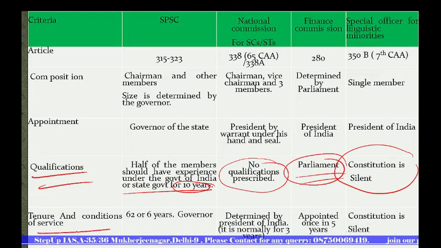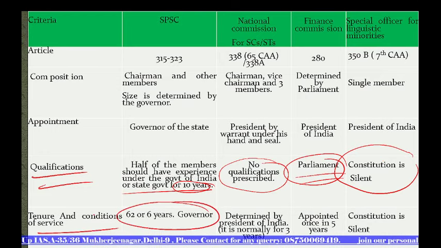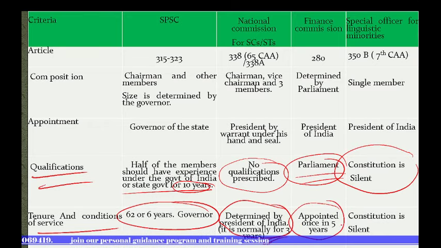Now, what is the tenure and conditions? This is 62 years or 6 years. State Public Service Commission members are appointed for 62 years or 6 years by the governor, while for the National Commission for SCs and STs, it is determined by the President of India, normally for 3 years. The Finance Commission is appointed once in 5 years, and on linguistic minorities, the Constitution is silent.